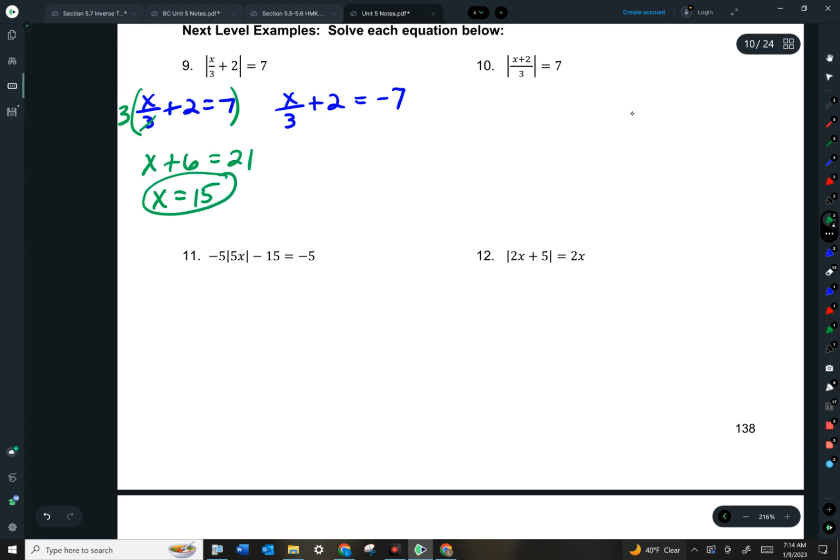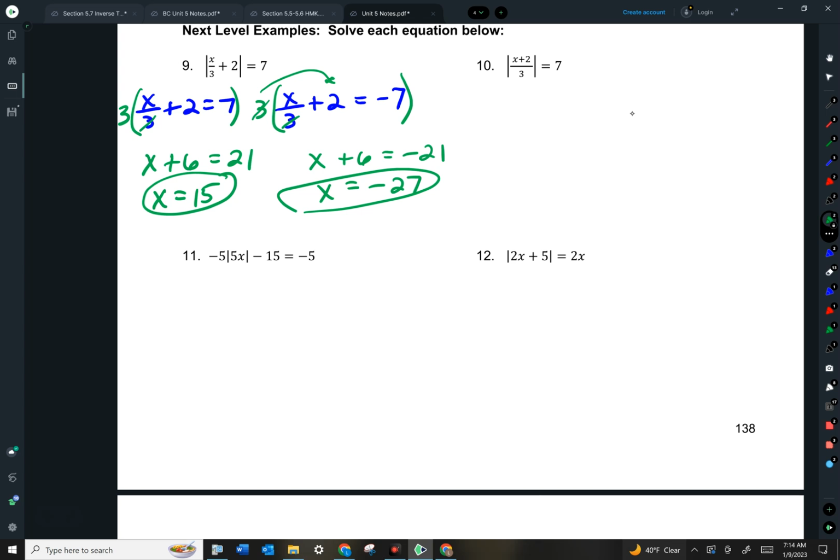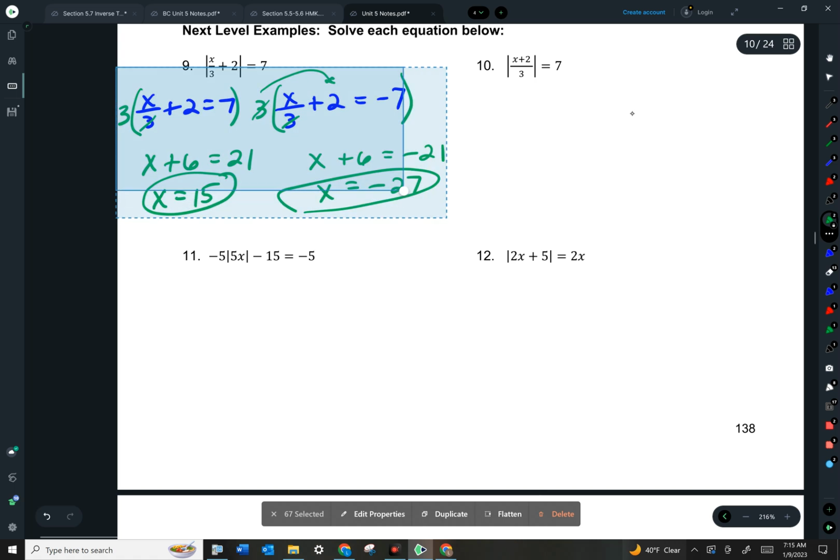Okay, and again on this one, if you want to, from the very beginning, you could multiply all the way through by 3. If I multiply 3 by the x over 3, they cancel, and so I just have an x. If I multiply 3 by the 2, plus 6, and this time it's going to be equals negative 21, so that when I subtract 6, I'm going to get negative 27. So keep in mind, if there's a fraction, it might be easier to just, from the very beginning, multiply all the way through by the common denominator, and so you don't have to deal with fractions really.